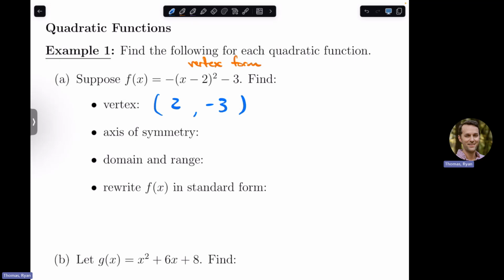What's the axis of symmetry? It's a line, because we're talking about functions, a vertical line that runs through the vertex. So this one would be x equals 2.